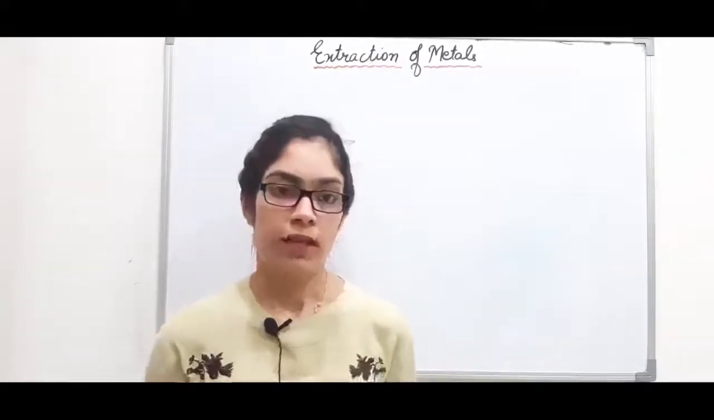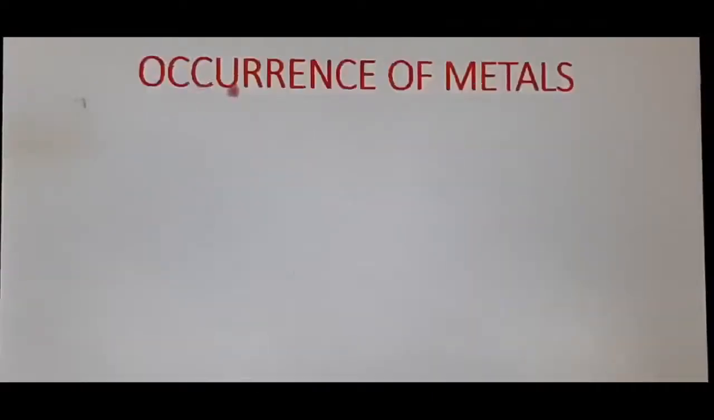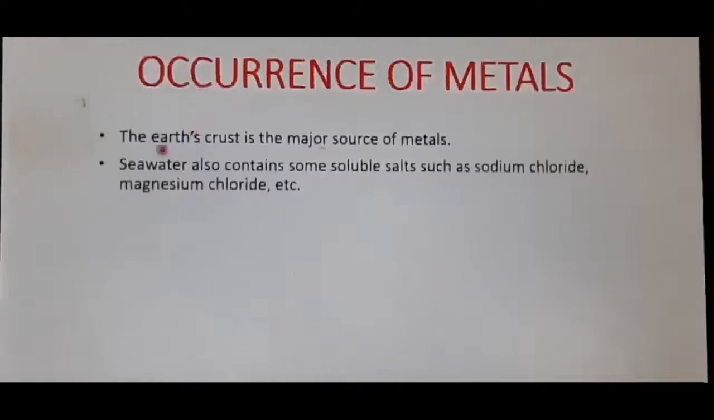Now let's get started. So let's start with the occurrence of metals. Metals occur in the Earth's crust and also in seawater. In seawater they occur in the form of some soluble salts like sodium chloride and magnesium chloride, etc. So the two main sources of metals are the Earth's crust and seawater.